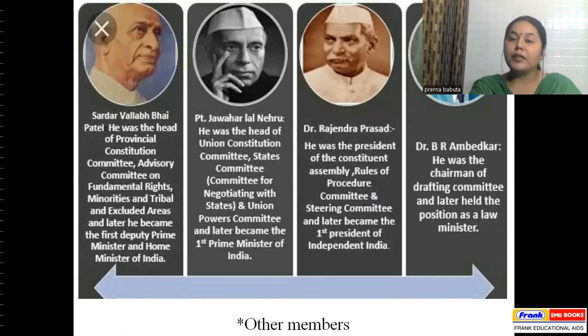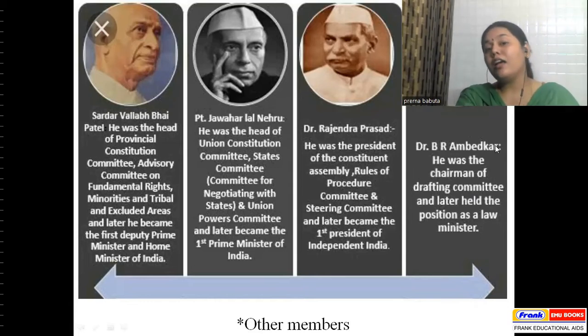And then Dr. Bhimrao Ambedkar. He had a very important role in the Indian Constitution because he was the chairman of the drafting committee. So what is a drafting committee? It prepares a draft, like a rough sketch of the Constitution. So he was heading that committee, the drafting committee, and later held the position of law minister. And because of Dr. B.R. Ambedkar, the interest of the backward classes was taken into a lot of consideration. Now, in your book, you will find some more members of the Constituent Assembly. So let's read about them.